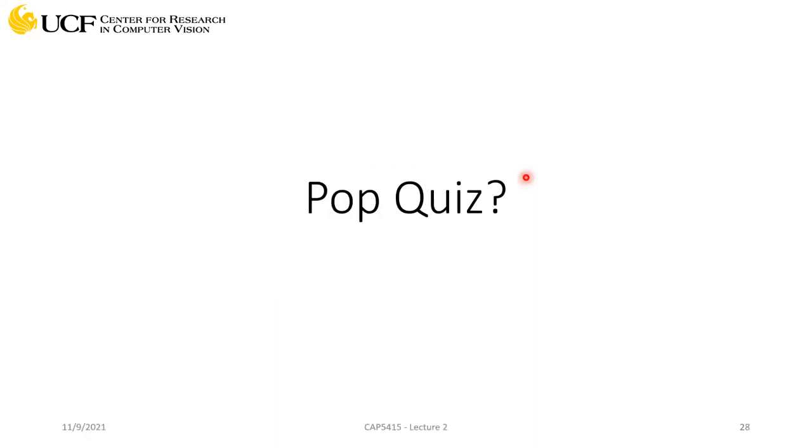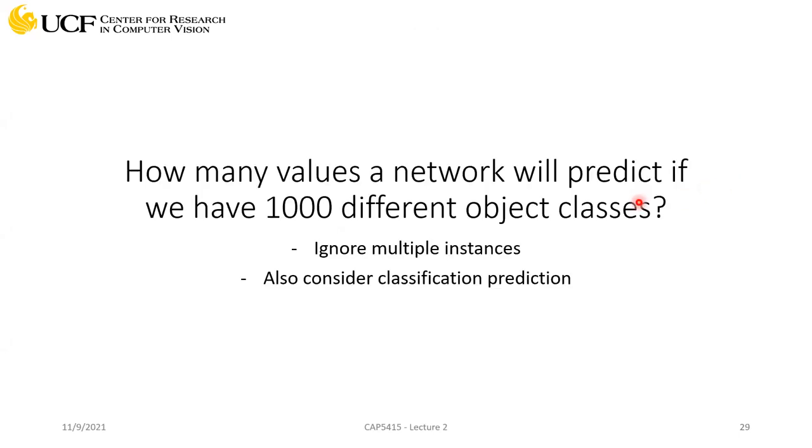Okay, so let's quickly go to the pop quiz. I think one more question. I haven't said the question yet. So the question is, if you have 1,000 different object classes, and you are doing object detection, then how many values should the network predict?